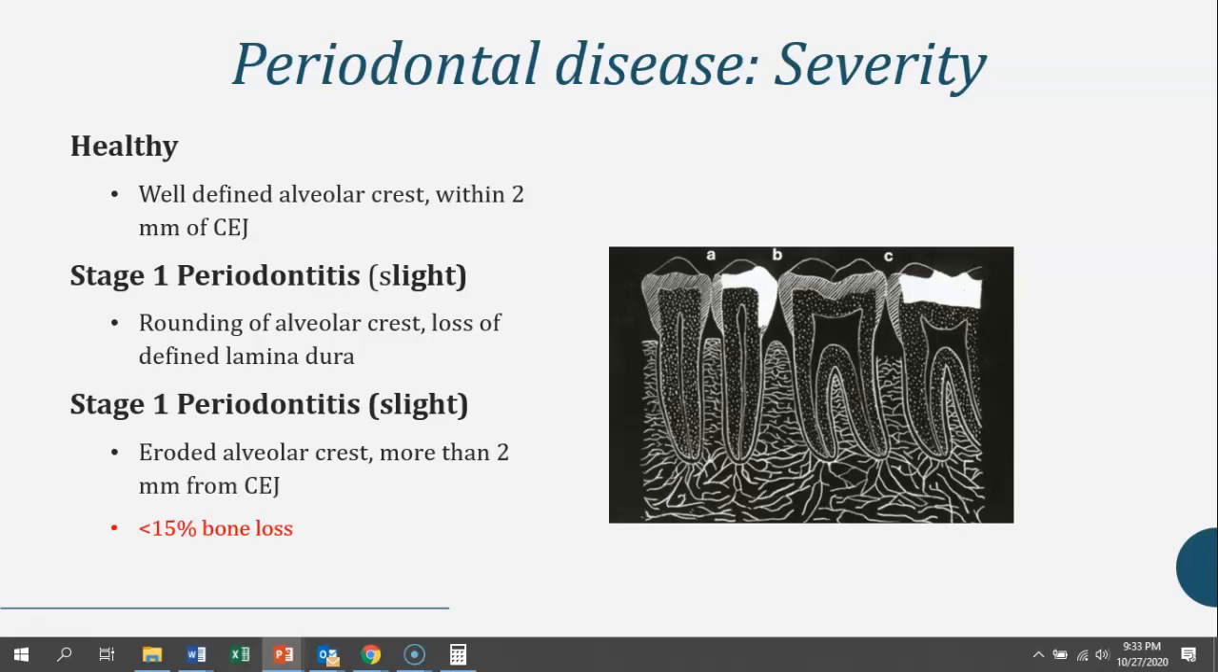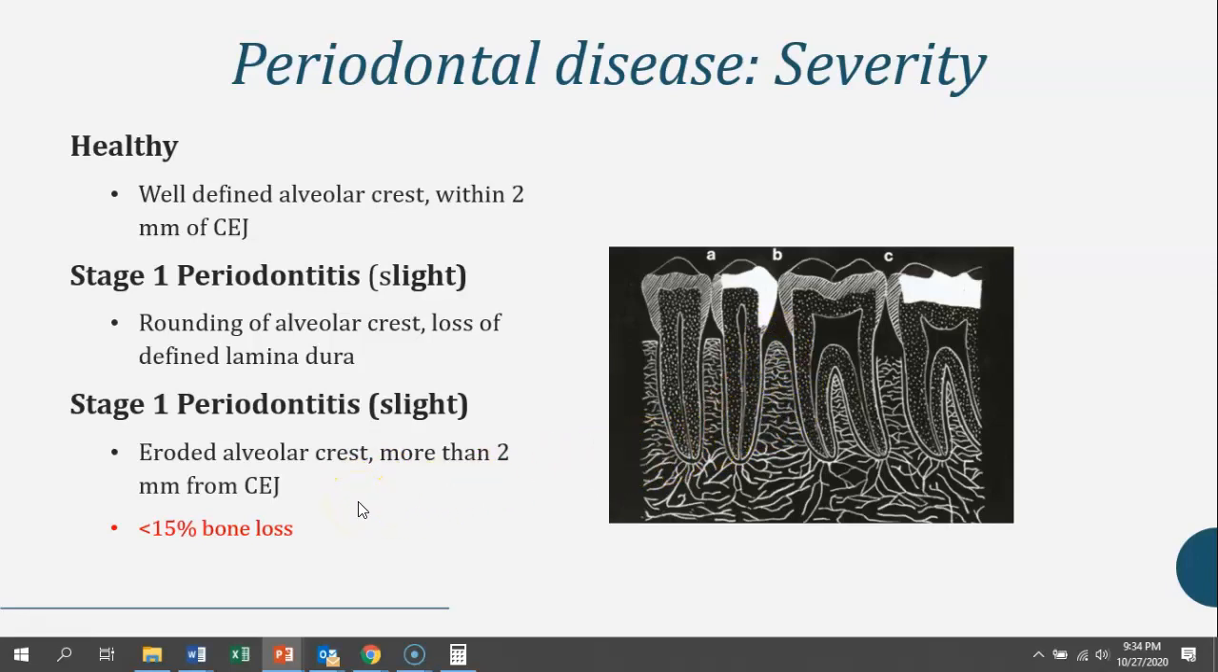Okay, so healthy, we've said this in earlier slides, but healthy, we need a well-defined alveolar crest within 2 millimeters of the CEJ. Stage one periodontitis, rounding of the alveolar crest, loss of the lamina dura. We may still have some lamina dura, but it's not going to be as prominent, and we're going to start to get a little more rounding and then a widening of the PDL at the top. Stage one periodontitis, you might also start to see eroding of the alveolar crest, and it's going to start to drop more than 2 millimeters from the CEJ.